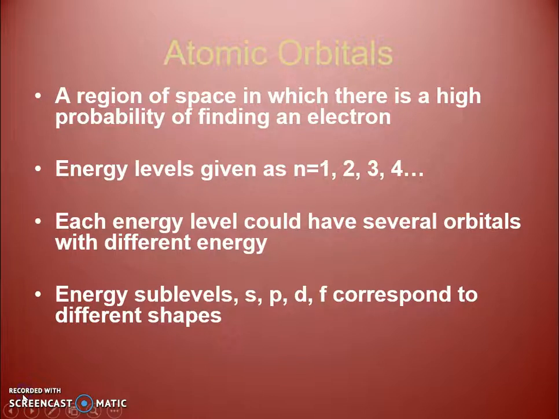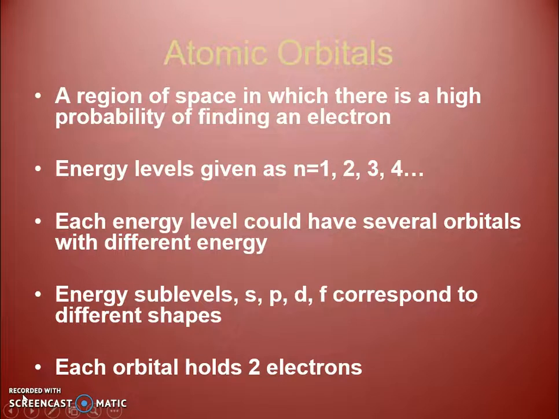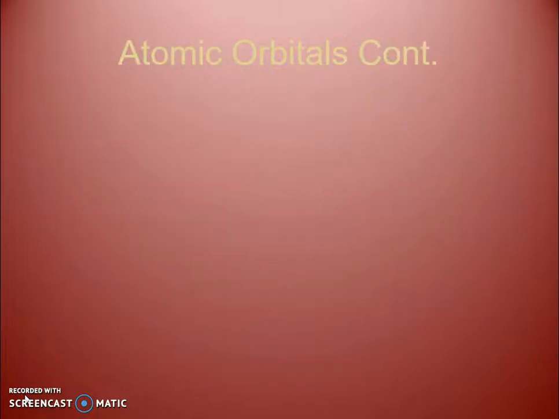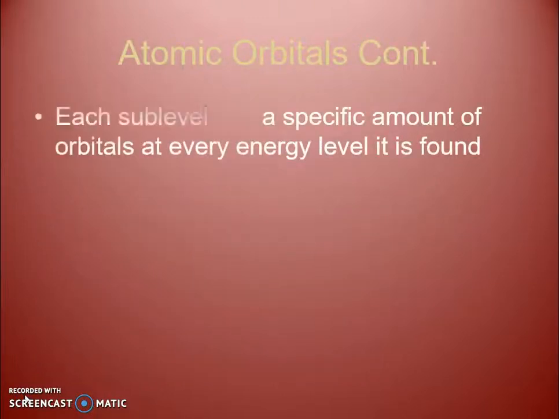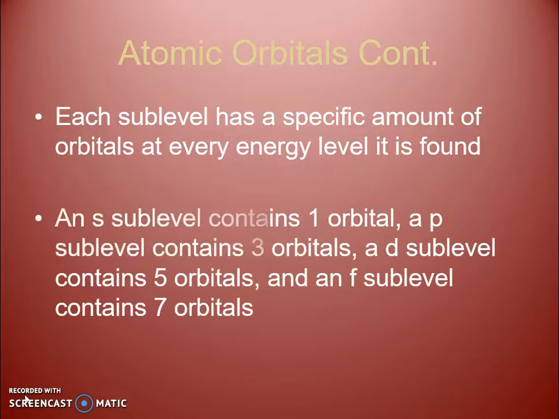Whether it's an S, P, D, or F, each of these orbitals is able to hold 2 electrons. It could have 1, could be empty and have none, but it can't hold any more than 2. Each of these orbitals, depending on what type of atom it's in, what energy level it's in, and what sublevel it's in, has a different amount of energy associated with it. So in an S sublevel, there's only 1 orbital. In a P sublevel, there's 3 orbitals. In a D sublevel, there are 5. And in an F sublevel, there are 7.